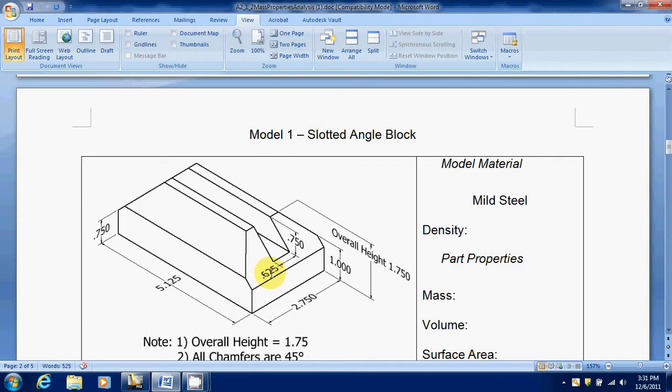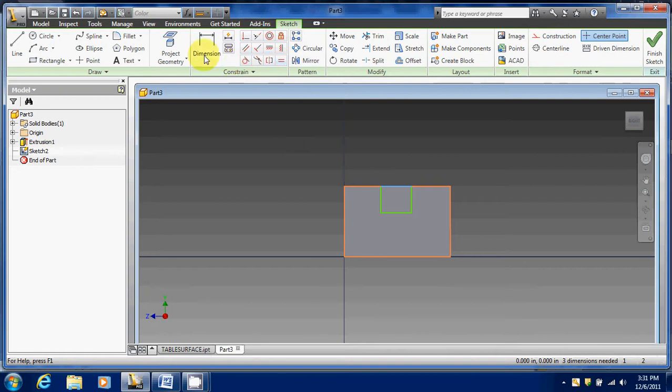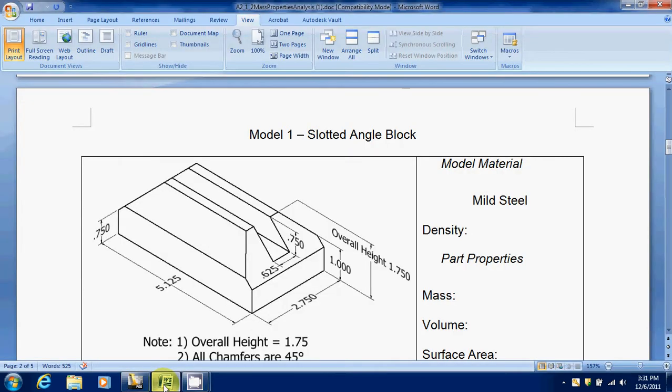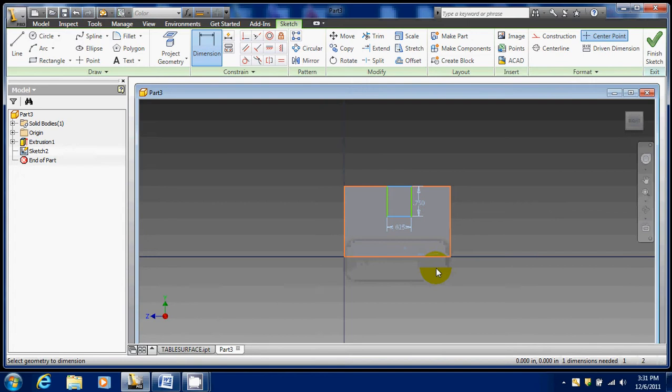Dimensions of the rectangle, 0.625. Height, 0.75. Finish. Alright. Now I gotta make sure that it's in the right location. Distance from here to here. The distance from here to there.